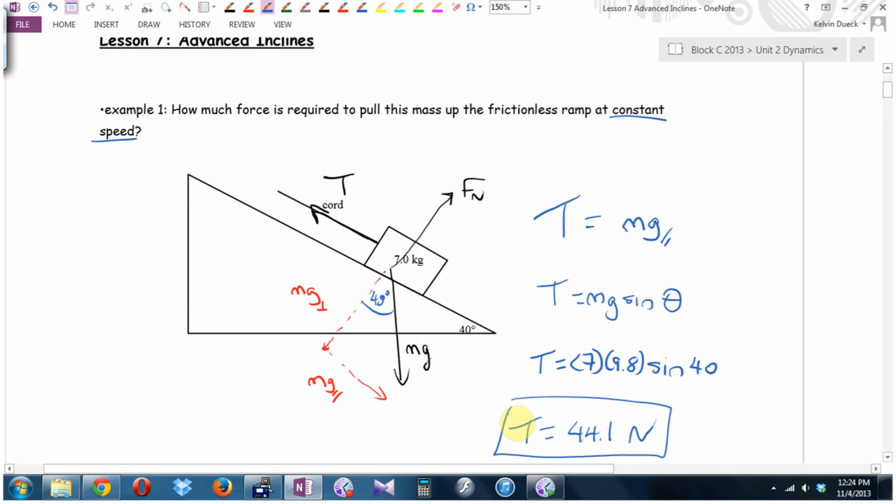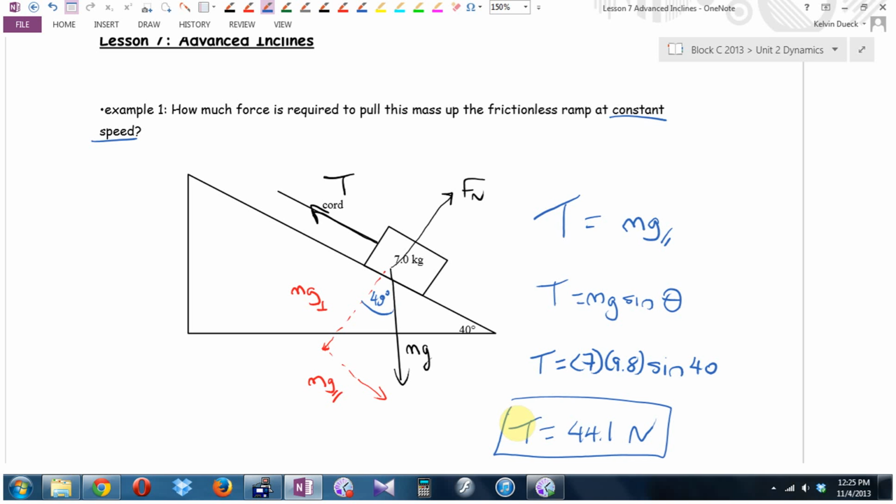Hey, what if there was friction? Which way would friction be pointing? I heard two answers. Someone said up, someone said down. Which way is the block moving? Up the hill, so which way is friction? Opposite direction of motion.